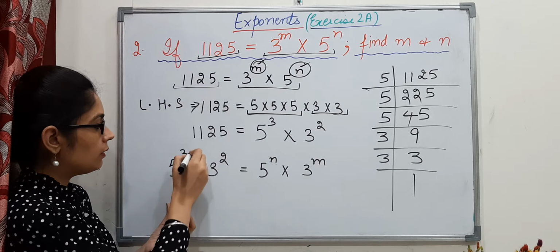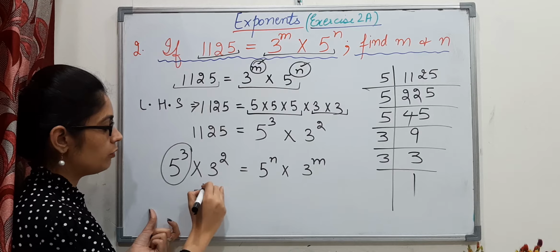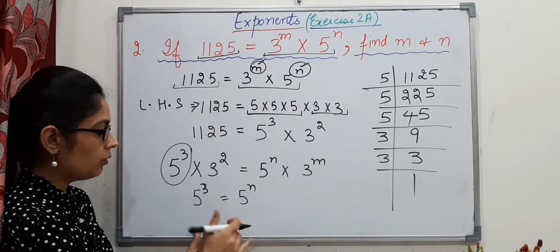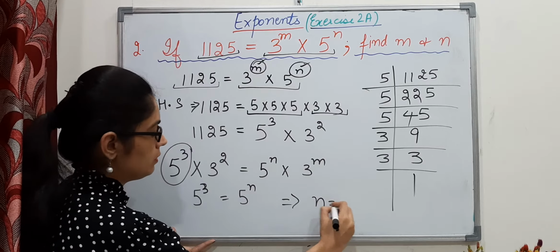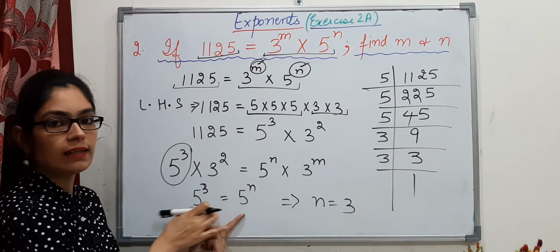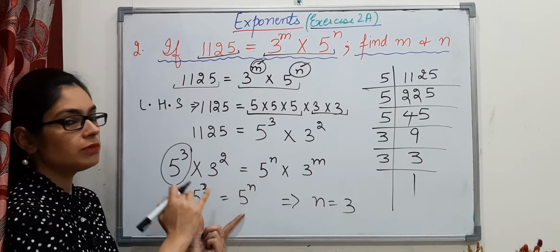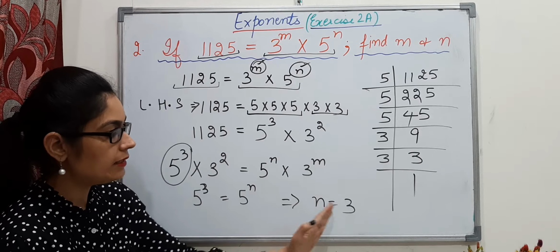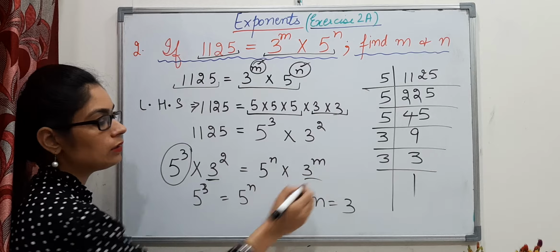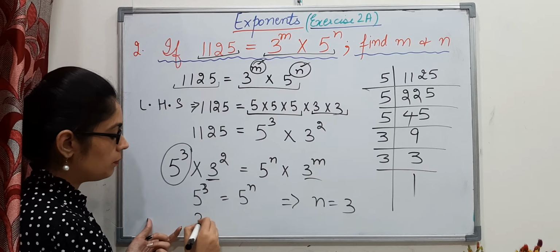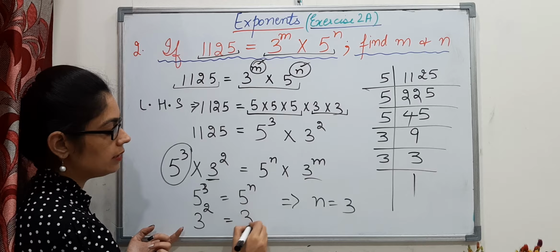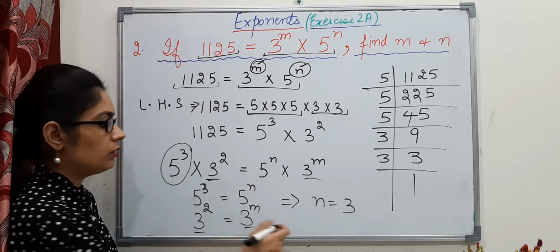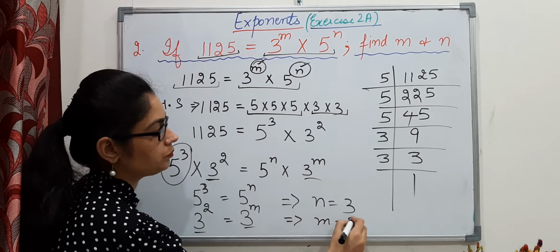So if we compare, 5 to the power 3 is equal to 5 to the power n. So if we compare these two, we can see our n is equal to 3, because the bases are same. If the bases are same, then the powers will also be same. So 5 to the power 3 is equal to 5 to the power n, which means n is equal to 3. Same way we can find the value of m. So 3 to the power 2 is equal to 3 to the power m. If bases are same, we can compare the powers. So therefore m is equal to 2.